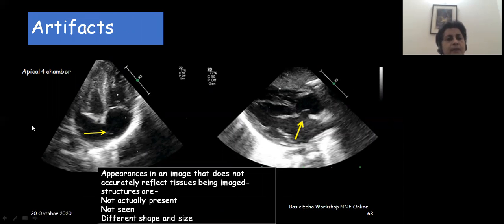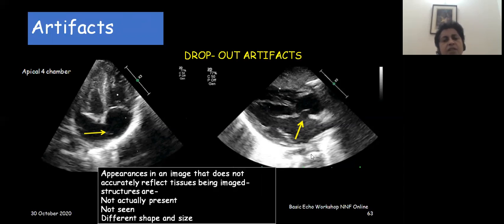For example, in the image on the left, this is the right atrium and the left atrium. This is an inverted cardiac image. The yellow arrow indicates that it appears there is no tissue there at all. So is it a single atrium? But actually the atrium is so thin that the reflected waves are not seen. These are called dropout artifacts.